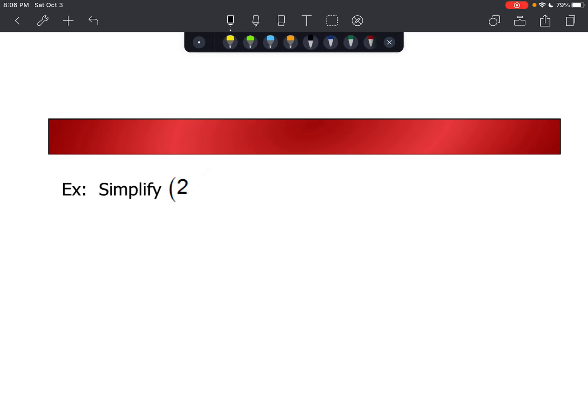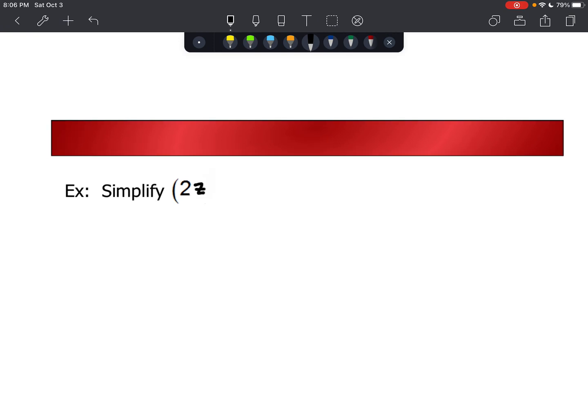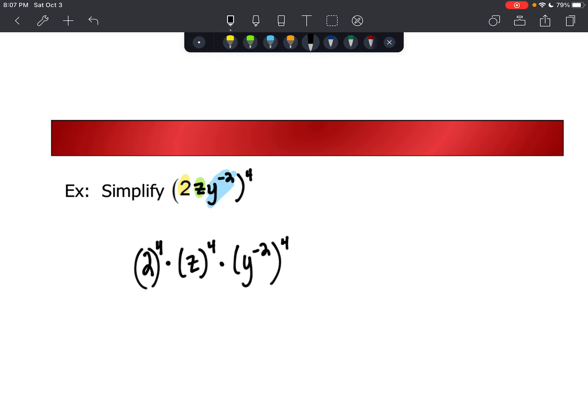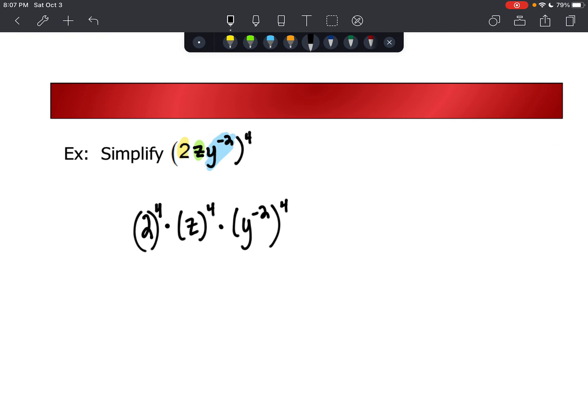There we go. Let's make this (2zy^-2)^4. This time I have 3 factors, meaning 3 bases. So 2 is going to get the 4th power, z is going to get the 4th power, and y to the negative 2 is going to get the 4th power. I can even put that 2 in parentheses. I love putting those factors in parentheses.